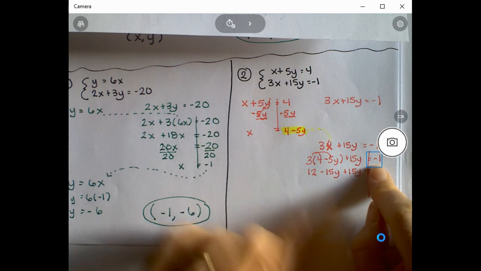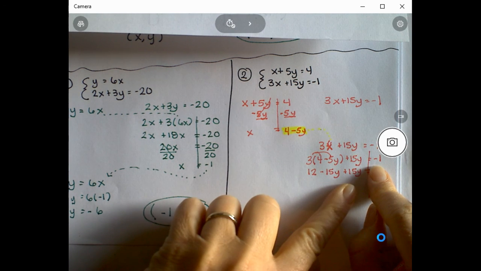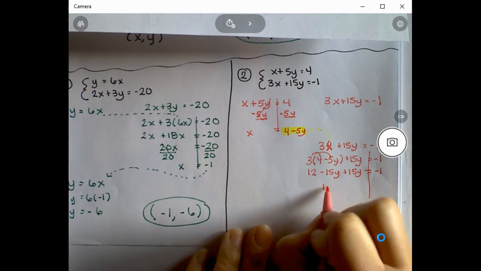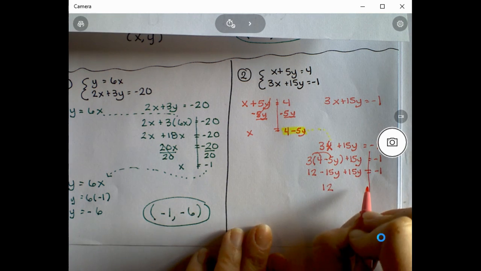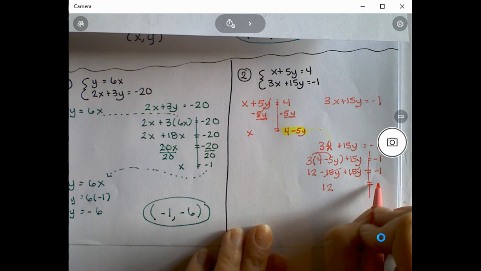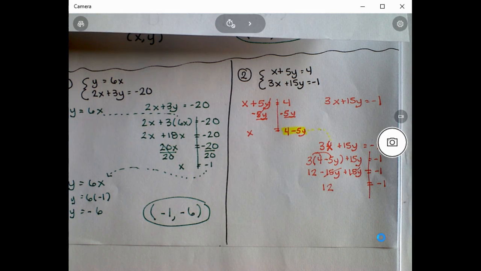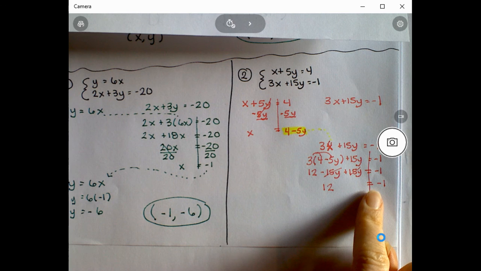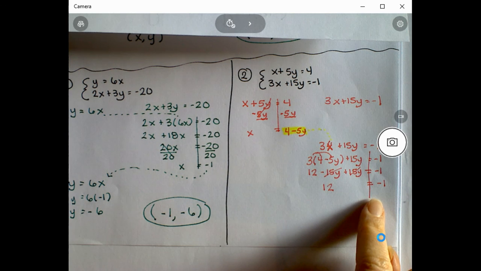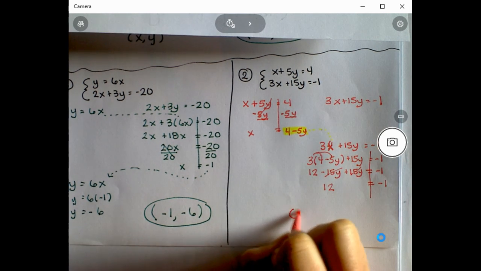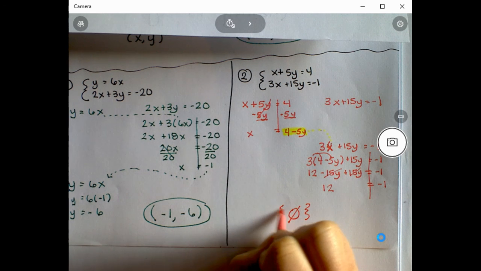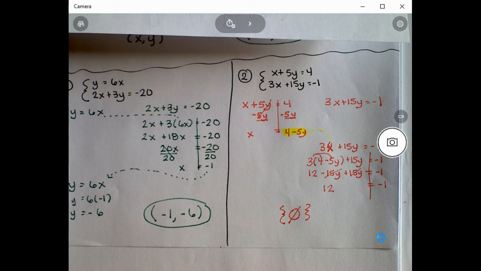All right. Can I combine like terms? Yes. Negative 15y plus 15y is 0. So that goes away. Okay, so now this is weird because we have no variable, and 12 equals negative 1 doesn't make any sense. When you see something like this, it means it has no solutions. All right, and remember, no solutions means that these are parallel lines.